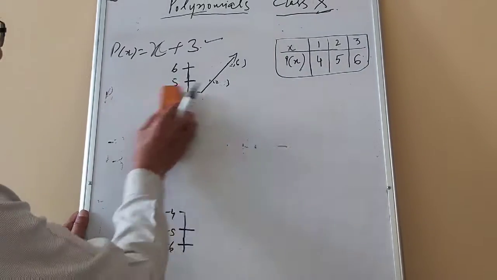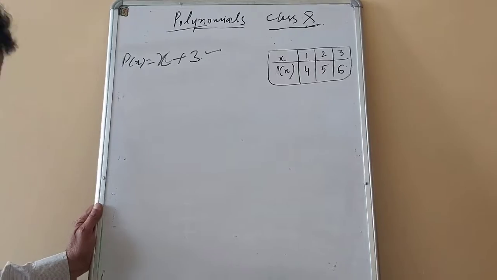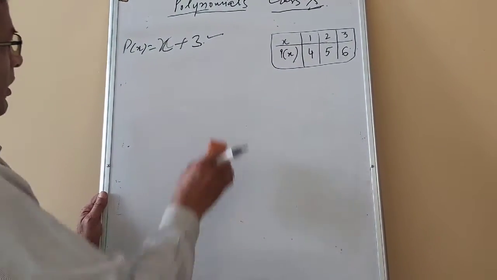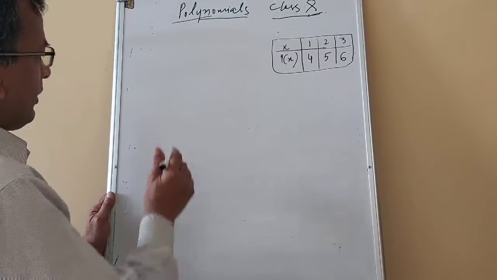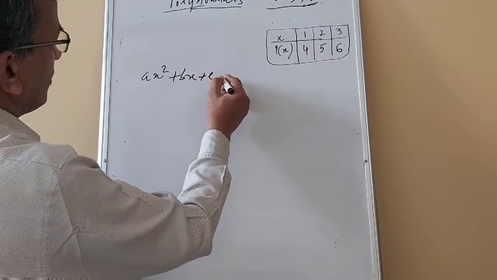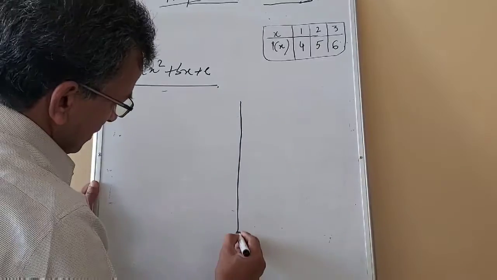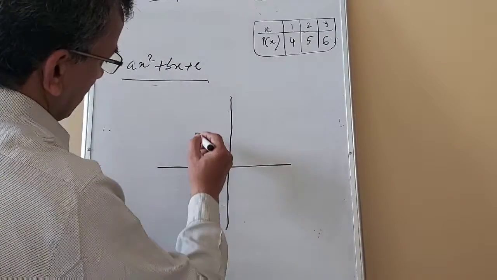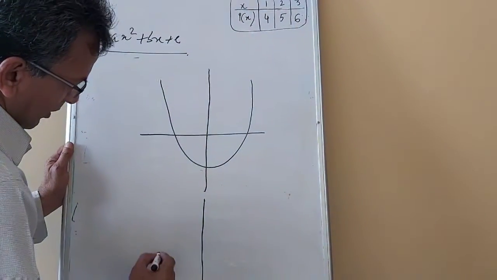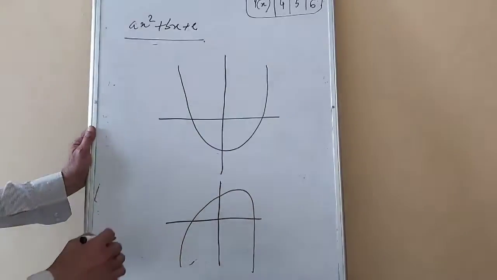So the other one is, say when we are having an equation, say it's a quadratic polynomial, that is ax² + bx + c, right? So we have representations like this or like this. These are known as parabolas.